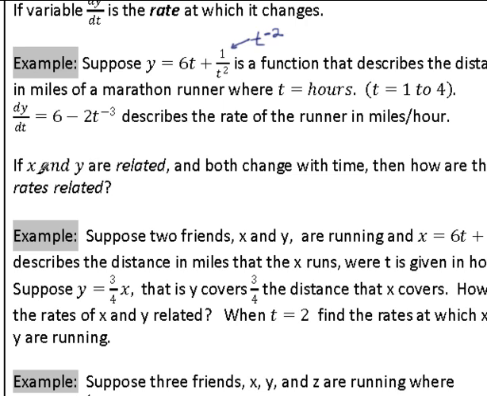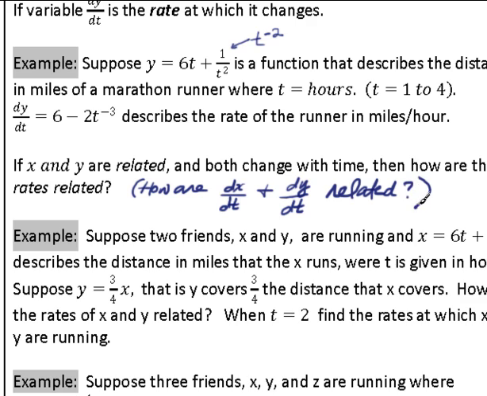Here we have two variables, x and y, and they're both changing with time, and x and y are related. Okay, so x and y are related and both change with time, and the question is, how are their rates related? Very often we're asking, how are dx dt and dy dt related? Those are the rates. So when we say rates, we mean dx dt or dy dt, or some derivative with respect to t.